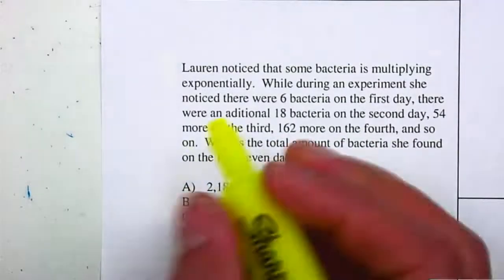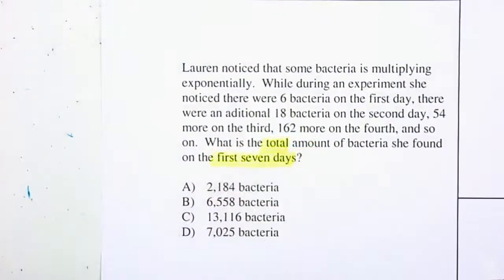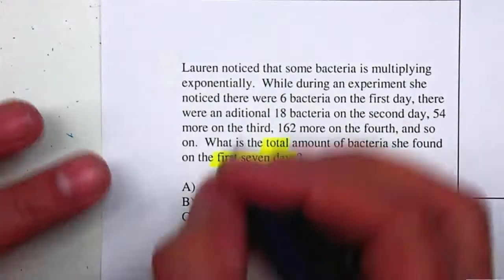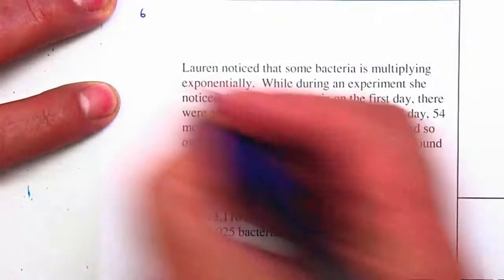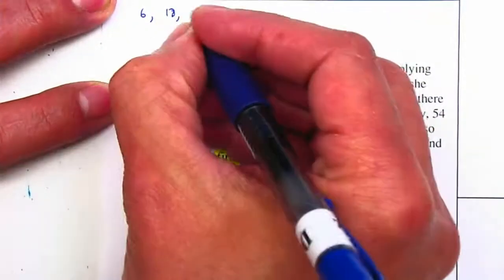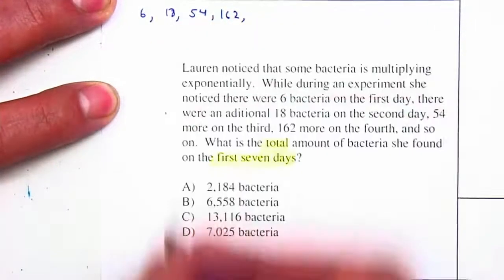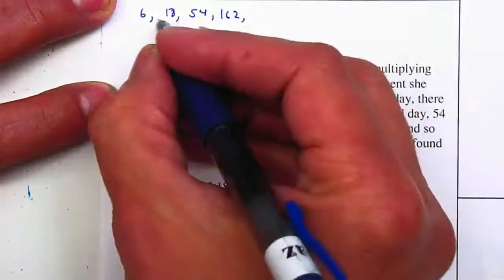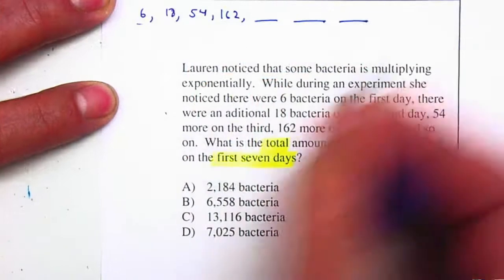We won't be able to find out the total amount she found on the first 7 days just by looking. Whenever they give me a list of numbers, I prefer to make a list. So the first was 6, the next one was 18, the next day she found 54 more, on the third day she found 162 more, and so on. And we want to find the sum of all 7 numbers. So we have 1, 2, 3, 4, 5, 6, 7.